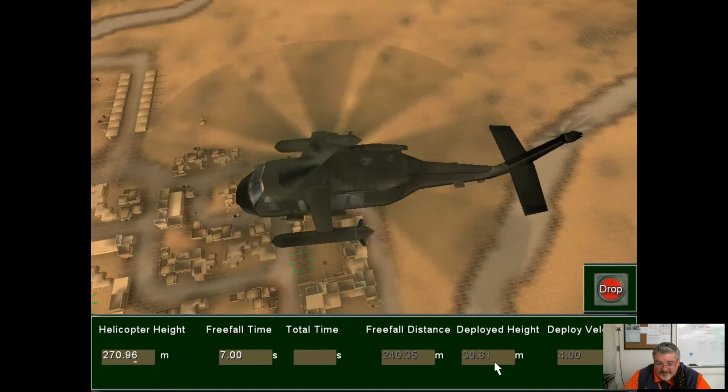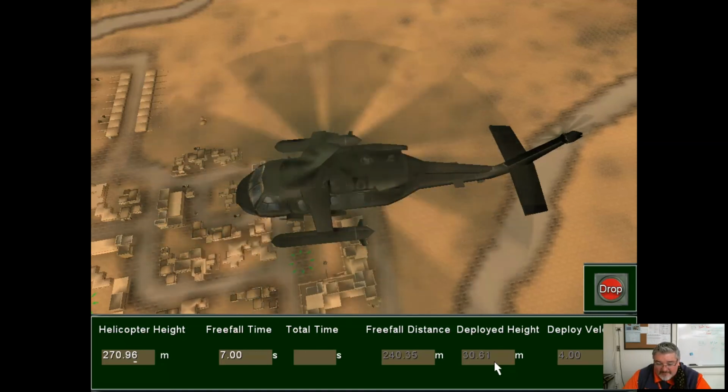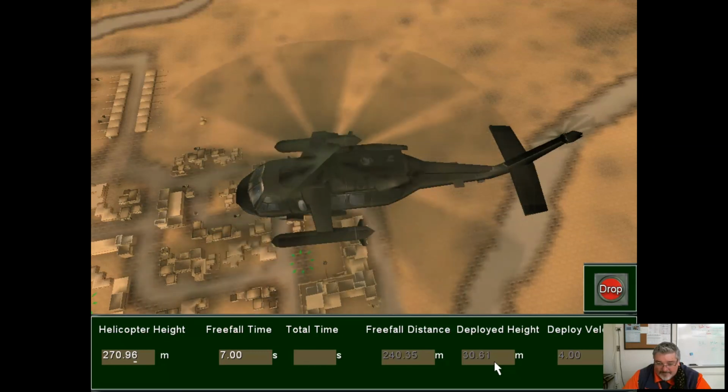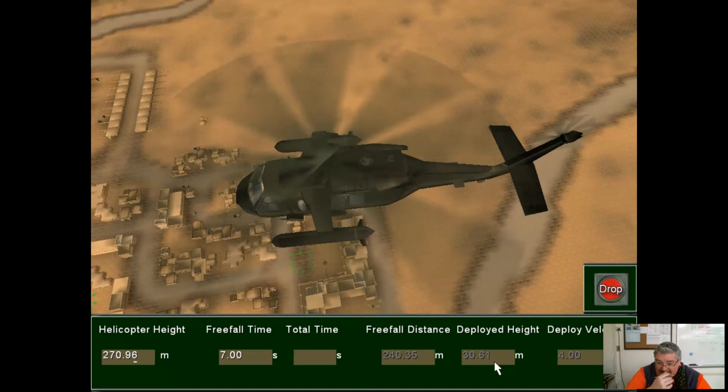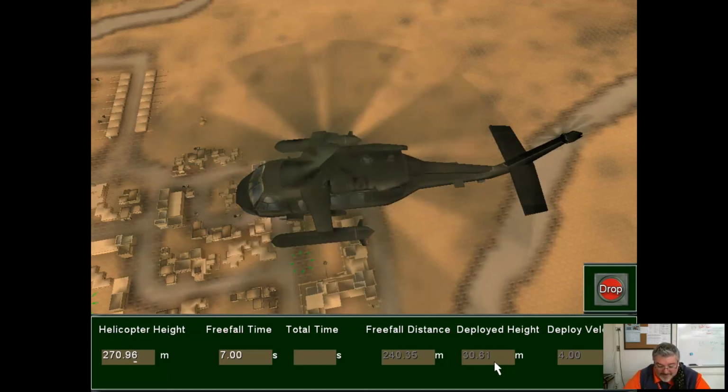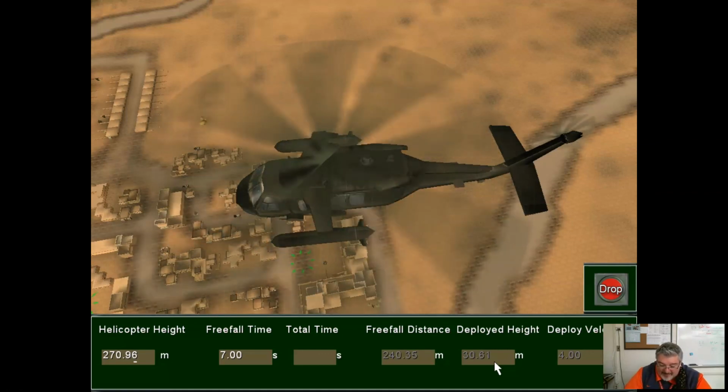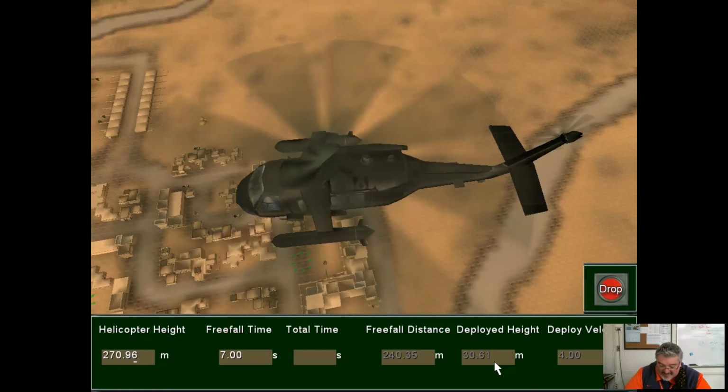No, wait a minute. Deployed height equals velocity times time. So to find time, yeah, divided by velocity. Sure, that's right. So my time here is 7.65 seconds.